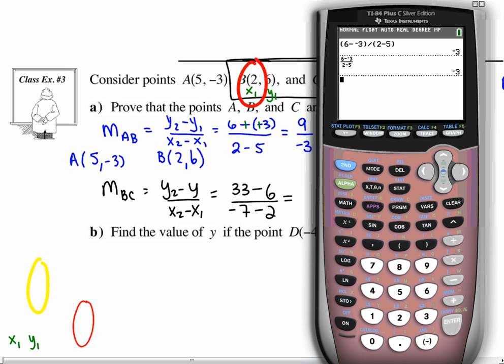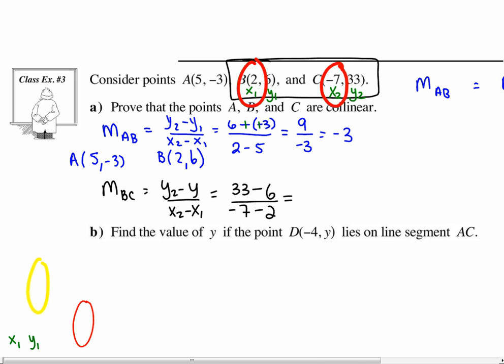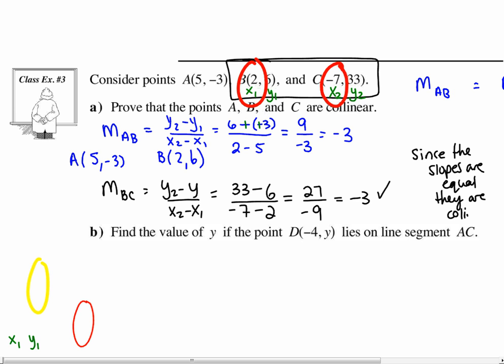Numerator over denominator, or brackets, 33 minus 6, bracket, divided by -7 minus 2, bracket. And that gives me -3 again, yay! Or 33 minus 6 is the same thing as 27, divided by -9, which is -3. So therefore, yes, they are collinear. Since the slopes are equal, they are collinear. It's two L's actually. Collinear. There you go.